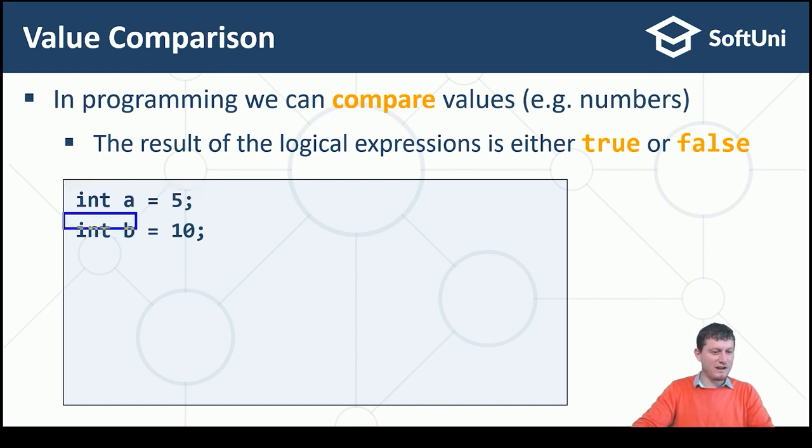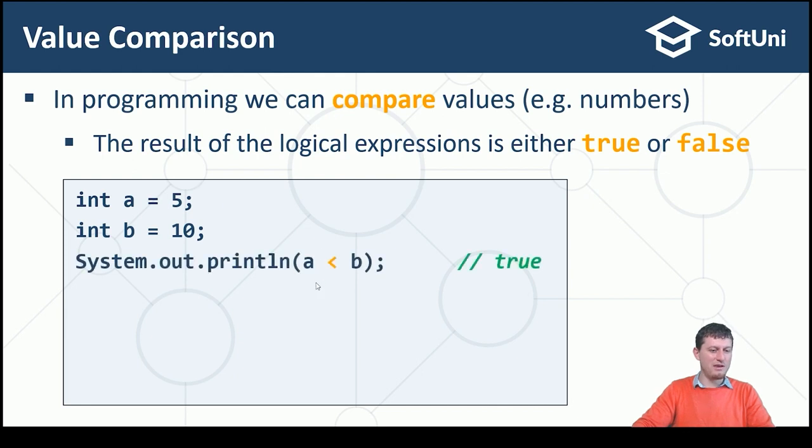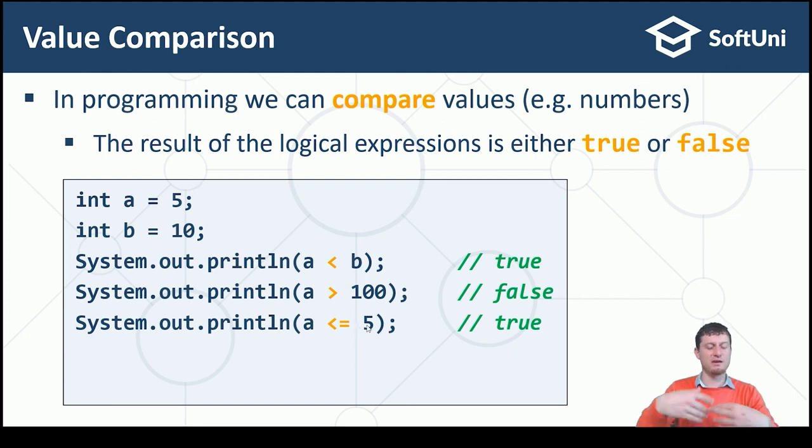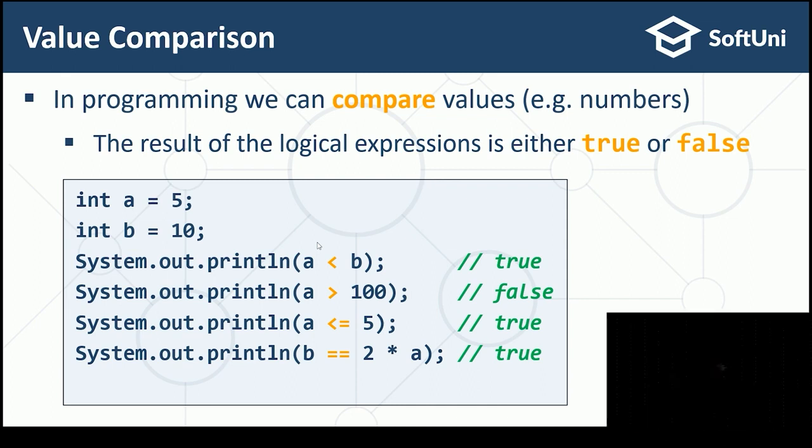We have an int variable a equal to 5, int variable b equal to 10, and if we say please print whether a is smaller than b, this will print true. If we print whether a is bigger than 100, it will be false because a is 5. 5 is not bigger than 100. If we check whether a is less than or equal to 5, 5 is less than or equal to 5 because 5 is equal to 5, and the result will be true.